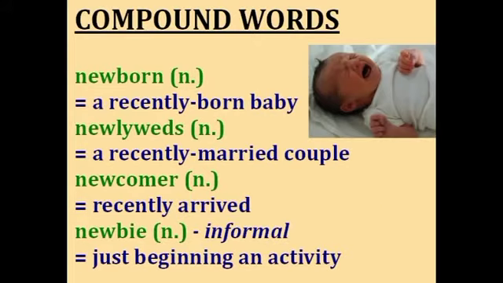Four compound words with the word new. A baby that has just recently been born is a newborn, like the baby in the picture. He's probably still in the hospital. That's a newborn. And two people who have just recently been married are newlyweds. That comes from newly and wedded, or wedding, which is the word for the marriage ceremony.